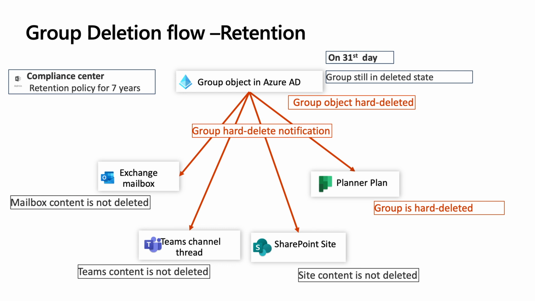Now on the 31st day, as expected, the group is hard deleted. The hard delete notification is now sent to all the apps. Since Planner does not support retention policy yet, you will see that the group is hard deleted and all the content in Planner is removed. But in Exchange, Teams, and SharePoint, the group actually is not deleted. Even though the delete notification comes in, because of the retention policy, we don't honor that and instead keep the data. And this data is now accessible both via eDiscovery as well as the management surface endpoints.